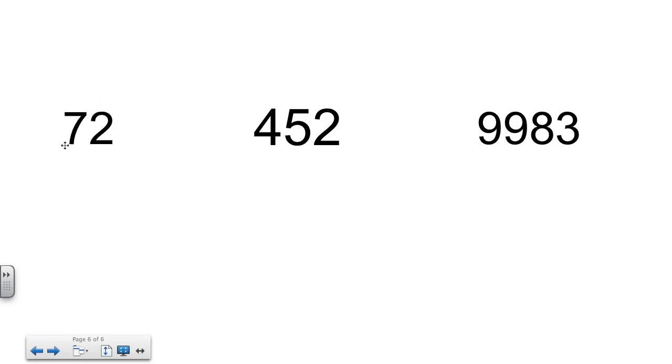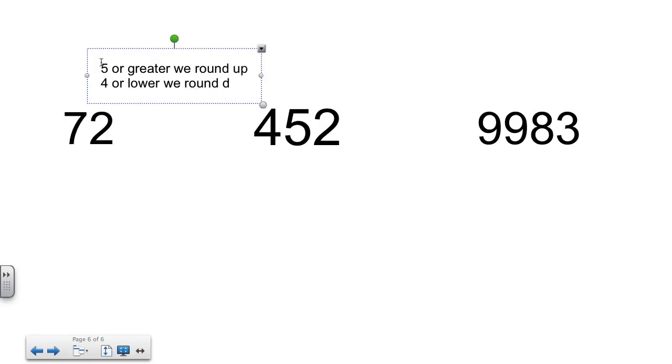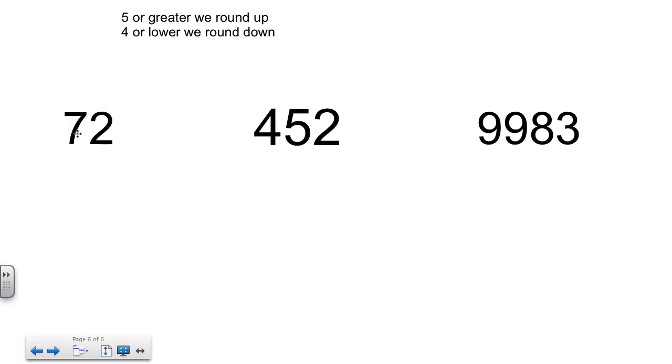If we're looking at 72 and rounding to the nearest 10, what we need to look at with this number is whether it's 5 or greater. I'm going to write that down. 5 or greater, we round up. If it's 4 or lower, we round down. That is a really key point that we can continue to come back to.